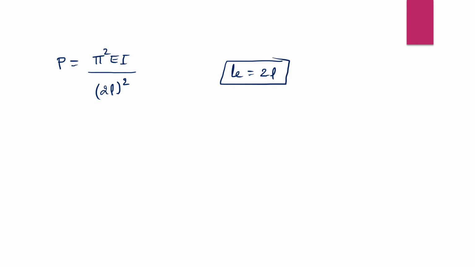According to our problem, our formula will now be P is equal to pi square EI divided by LE square. Instead of LE, the value will become 2L. Why has LE become 2L? Because if one end is fixed and another end is free, the LE value will become 2L. So our new formula will become P is equal to pi square EI divided by 2L square. So 2L square will become 4L square. Understand?